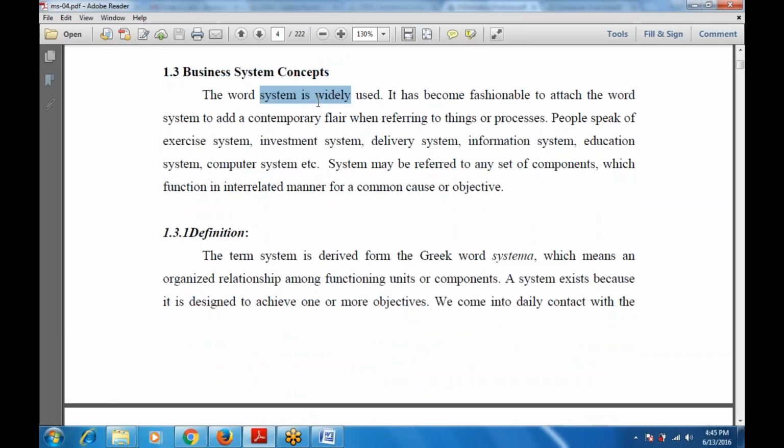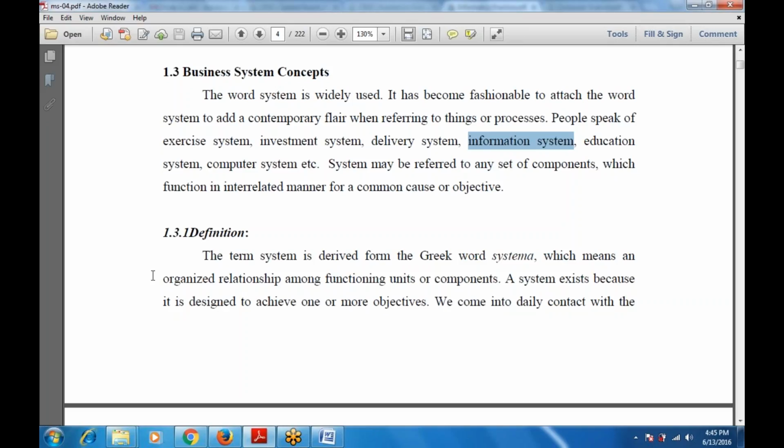The word system is widely used, and it has become fashionable to attach the word system to things or processes. We talk about the exercise system, investment system, delivery system, information system, education system, and so on. One of the best-known is the computer system. So a system may be any set of components that function in an interrelated manner for a common objective.